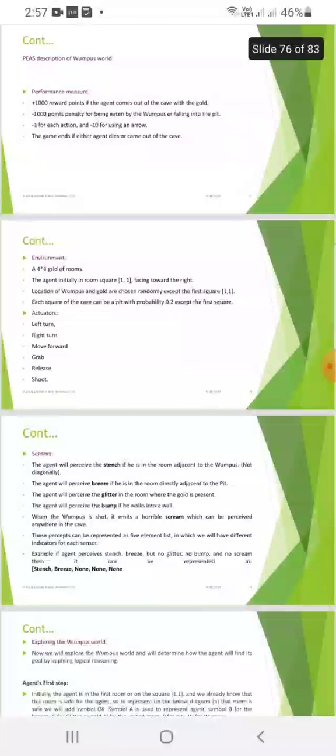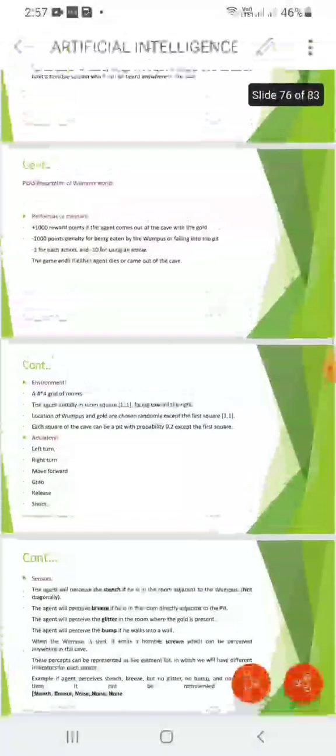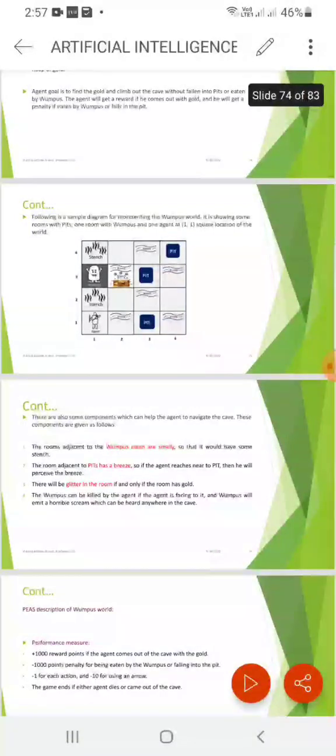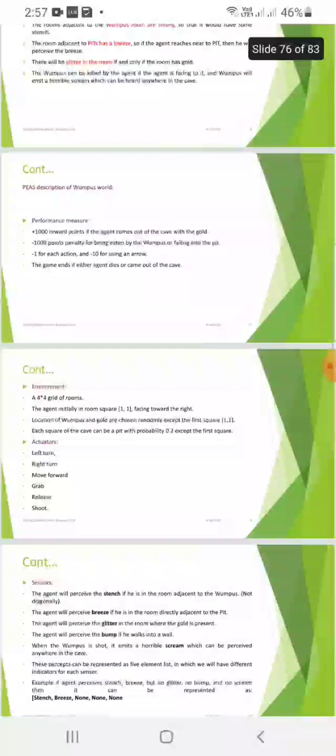So next is the environment. We saw the performance measure, and the next in PEAS is the environment. The environment is nothing but a 4x4 grid of rooms. The agent will initially be in the first square. If you see here, the agent is standing at 1,1, facing toward the right.